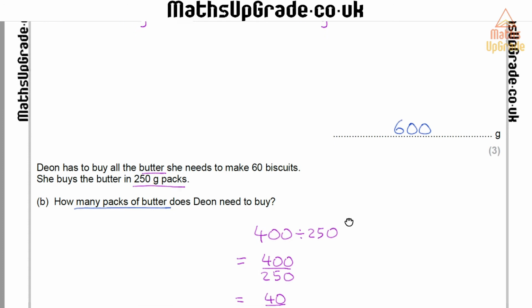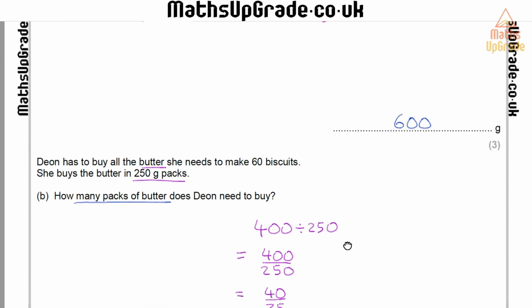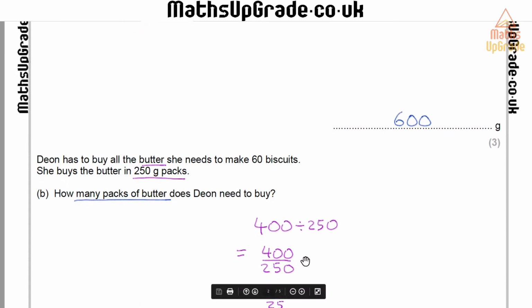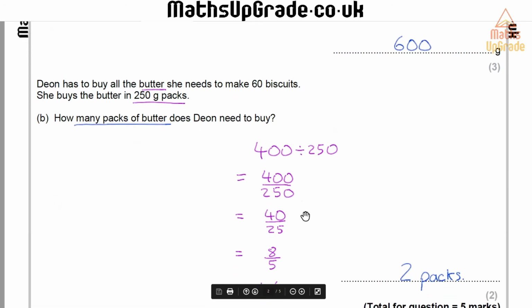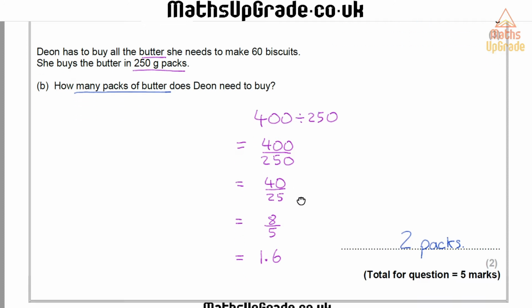needs as a decimal. So 400 divided by 250, without a calculator, I can write that as a fraction. And then I'm just going to simplify the fraction by dividing the top and bottom by a common factor, which is 10. Then I can divide by another common factor, which is 5. That's the same as 8/5. 8 divided by 5 is the same as 16 divided by 10. 16 divided by 10 is 1.6.